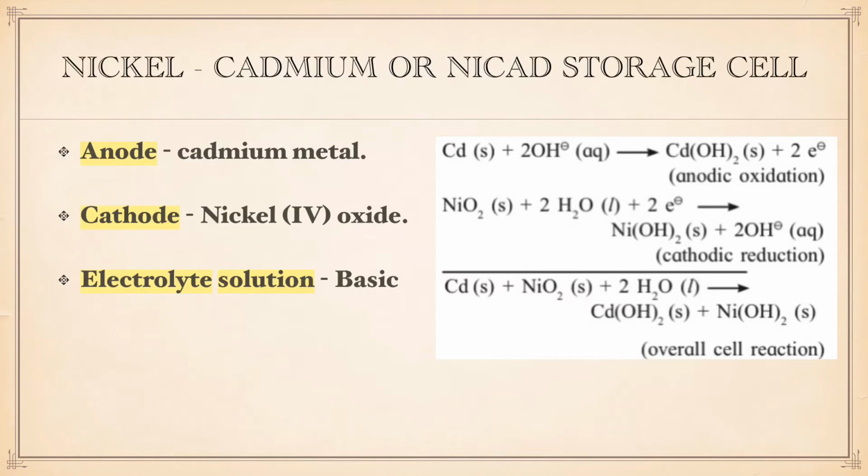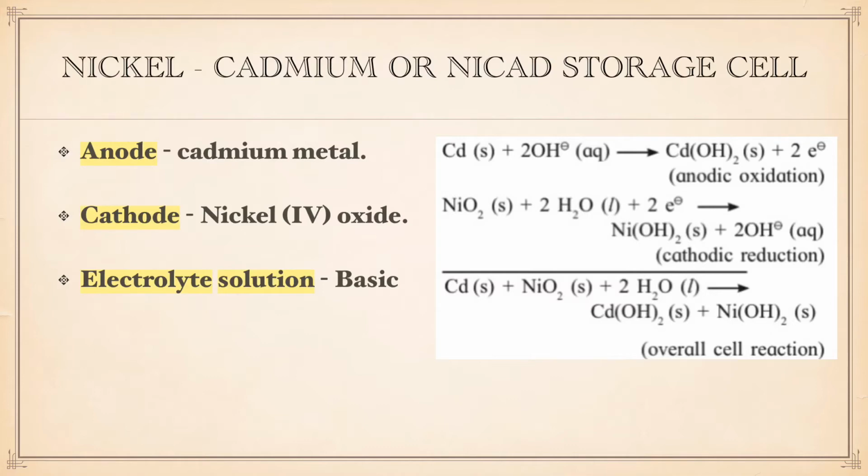At the anode, cadmium is there, so cadmium will get oxidized. Cadmium Cd reacts with hydroxide ion to give cadmium hydroxide and electrons. How can we say that it is getting oxidized? Cd in the 0 state goes to Cd2+ state in cadmium hydroxide. So 0 to +2, an increase in the oxidation number, so it is getting oxidized.